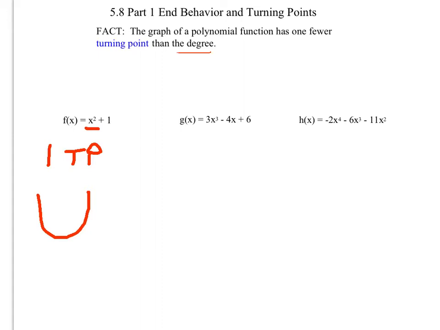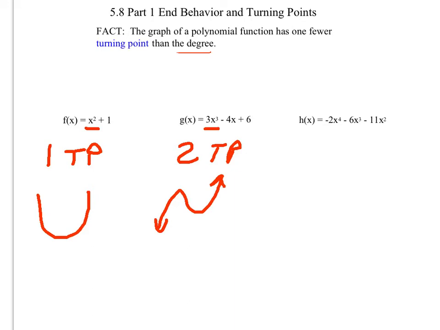Moving on to the next one, g of x equals 3x cubed minus 4x plus 6. Again, we find our biggest exponent, and it's to the third power. So that third power is the degree, which means our number of turning points is one less. So this is going to have two turning points. So this graph is going to look something like this.